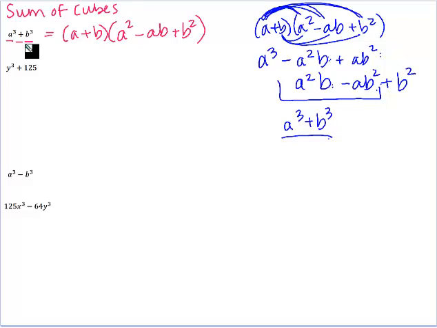So if we want to factor out the sum of cubes, we need to figure out what each of these are the perfect cube of. So y cubed is a perfect cube of y. 125 is a perfect cube of 5.